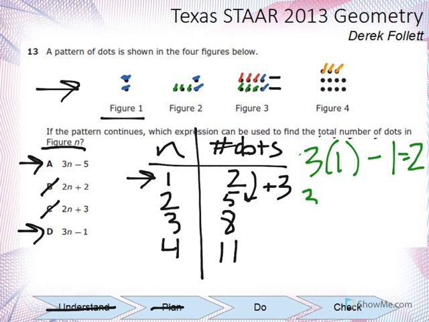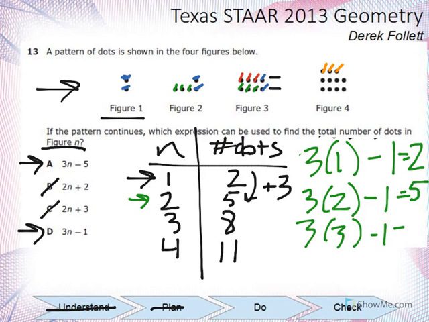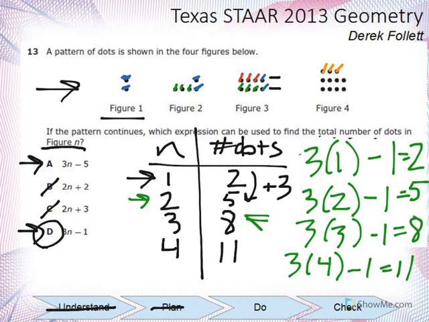Then we could try 3 times 2. What do we expect to get out? Well, we expect to get out 5. 3 times 2 is 6. 6 minus 1 is 5. 3 times 3 minus 1 is 8, just like we have in our table. And 3 times 4 minus 1 is 11. So it always works. So we're going to go with D as our answer choice.